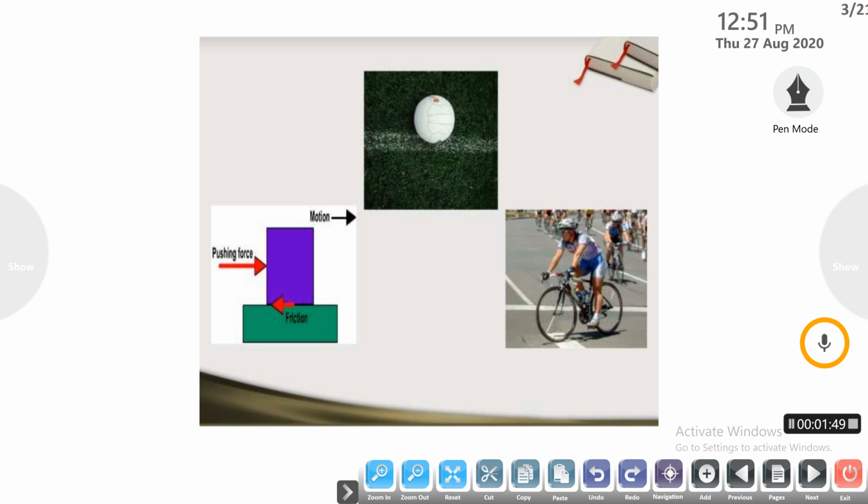As you can see in this diagram, friction is the opposing force and this is the object moving over the surface. This is the direction of the motion of the object and this is the direction of the friction. Basically, the force of friction opposes the motion of an object, for example the rolling of a ball and riding a bicycle.